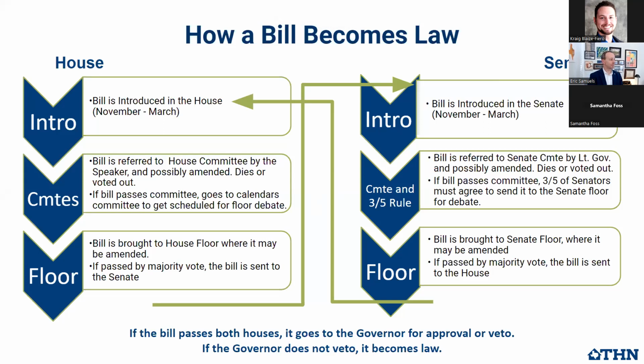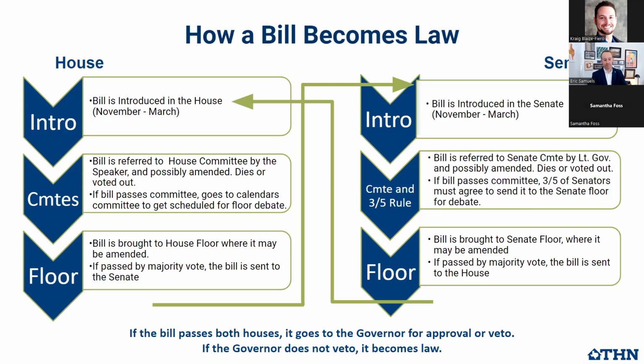So where I should have left off is that bill getting passed in the House and then going to the Senate. Once it is in the Senate, it has the same committee. The thing is that 3/5 of senators must agree to send it to the Senate floor for debate, which is a little bit different, because the Senate is smaller, that's just the way it's always been set up. And so it can be a little bit harder to get any bill in the Senate to the floor.